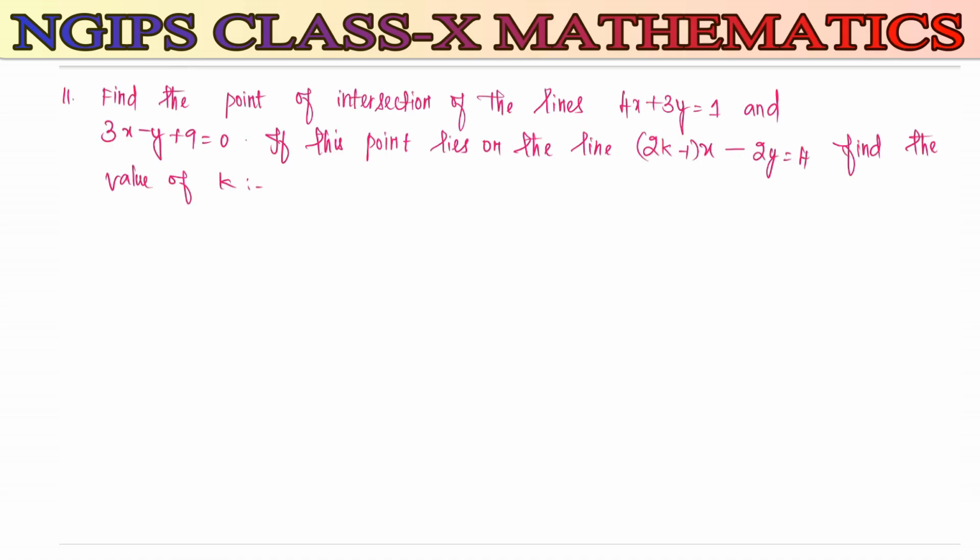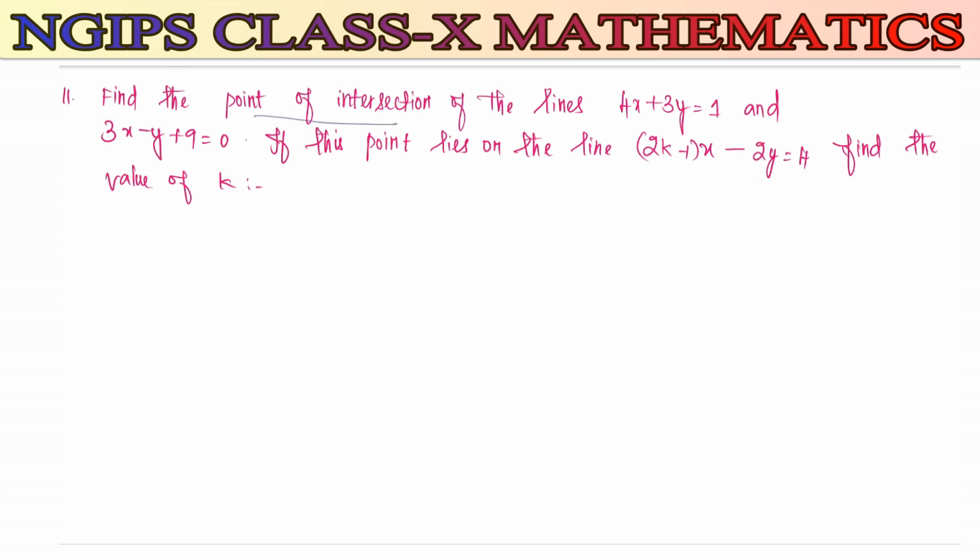Okay, the 11th one they have given: find the point of intersection of the lines 4x plus 3y is equal to 1 and 3x minus y plus 9 is equal to 0. If this point lies on the line (2k minus 1) into x minus 2y is equal to 4, find the value of k. Now here we need to find out the point of intersection.